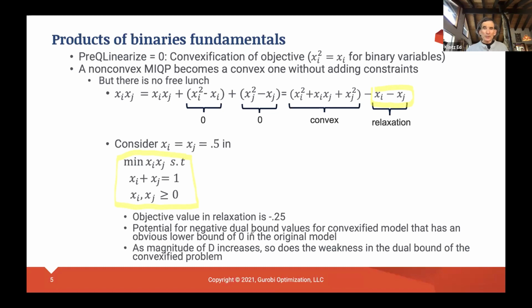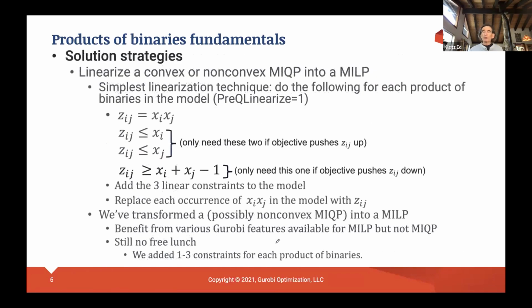So not only is this counterintuitive, but it indicates that what we've done with this convexification is created a weaker relaxation. And on the convexified problem, we actually would have to do some branching before we would be able to solve this problem to optimality, whereas that's not the case if we just dealt with the original problem.